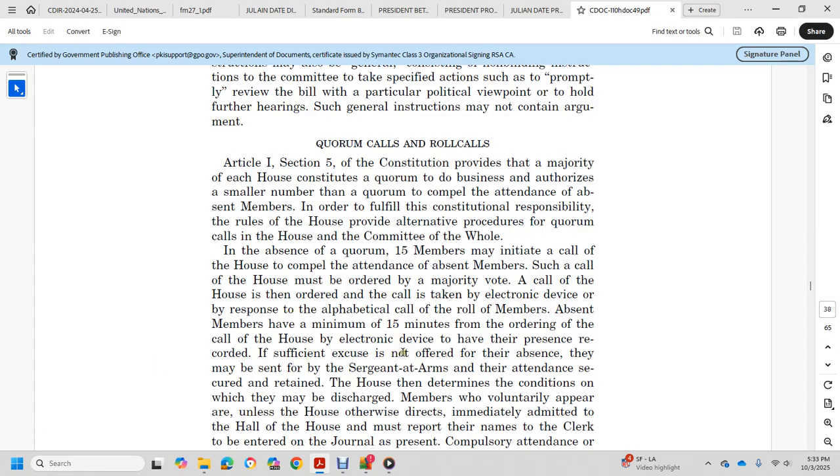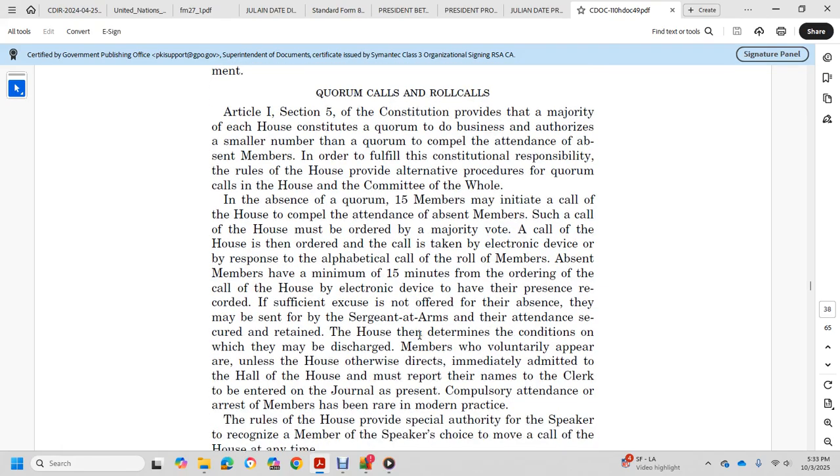If a sufficient excuse is not offered for their absence, they may be sent for by the Sergeant at Arms for attendance, with security retaining them in the House to determine the conditions on which they are to be discharged. Members who voluntarily appear are immediately admitted until the House is otherwise directed and must report their names to the clerk. Compulsory attendance of the rest of the members is rare in modern practice.